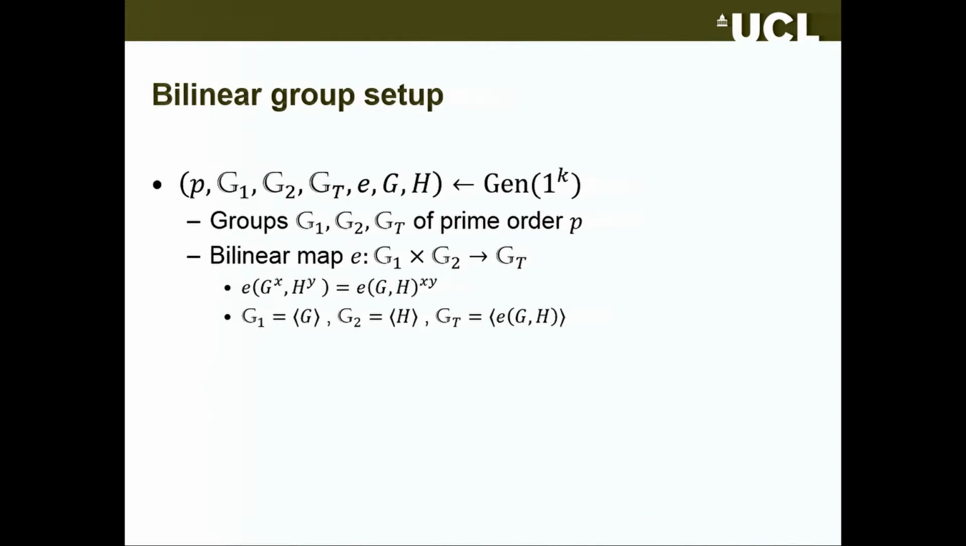So let me look a little more into the kind of bilinear groups we're working with. So we have a group generation algorithm. It outputs a description of a couple of source groups and a target group that have prime order p. And then it outputs a pairing, which is this bilinear map that takes two source group elements and outputs a target group element. And it outputs a couple of generators for the source groups, G and H.